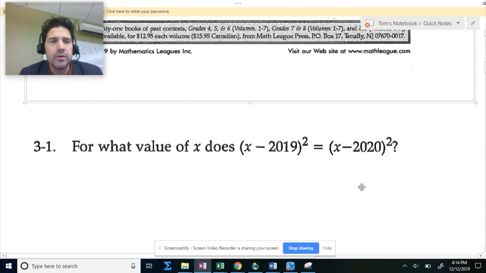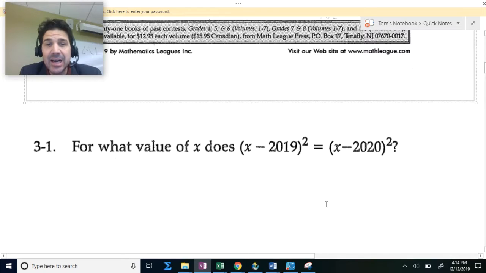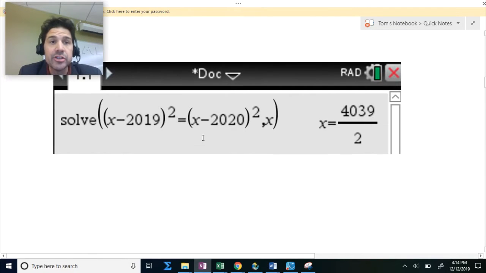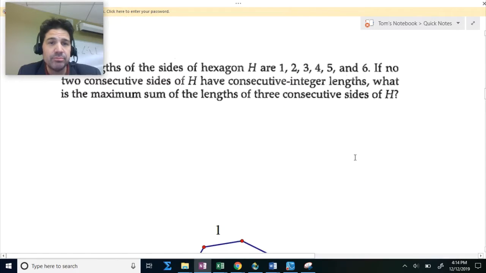So here you're given an algebraic equation. Solve for x. Easy. All you do is you go to your solve feature on your calculator, solve, type it in, comma x, boom. You can leave it as a fraction. You can put it as a decimal. It's up to you, but that's it. Number 1, done. Number 2.